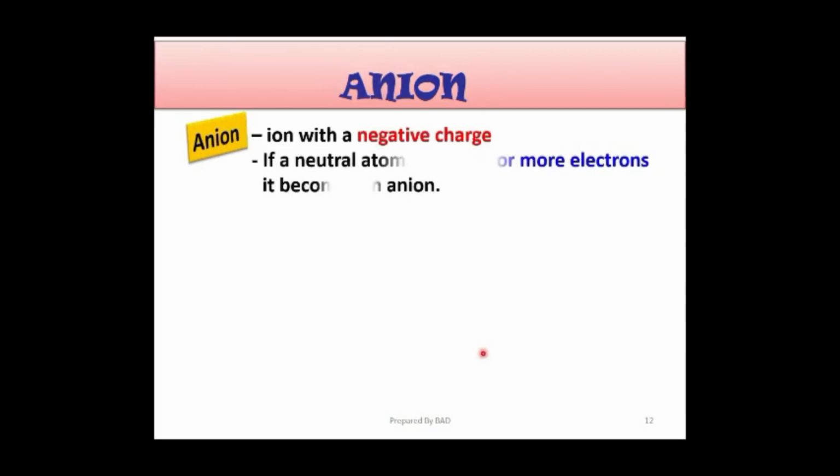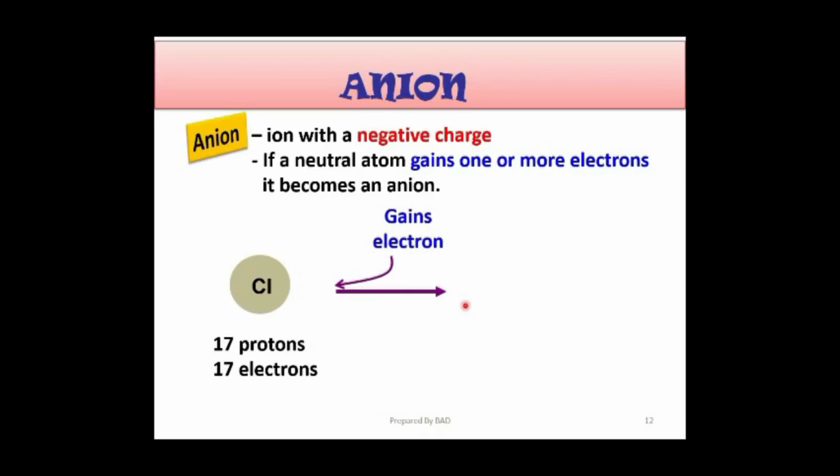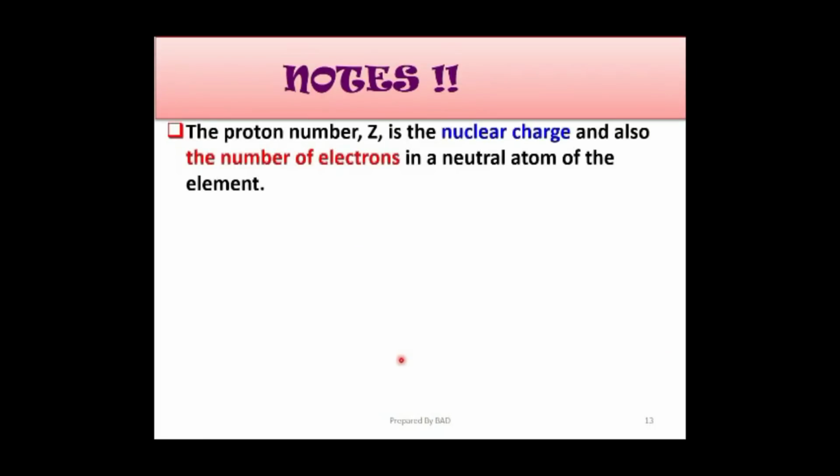And an anion is a negative charge. Negative means the atom accepts or gains one or more electrons to become an ion. For example, chlorine. When chlorine accepts one electron, it will become chloride ion. And you can see here the number of protons and electrons are not equal.